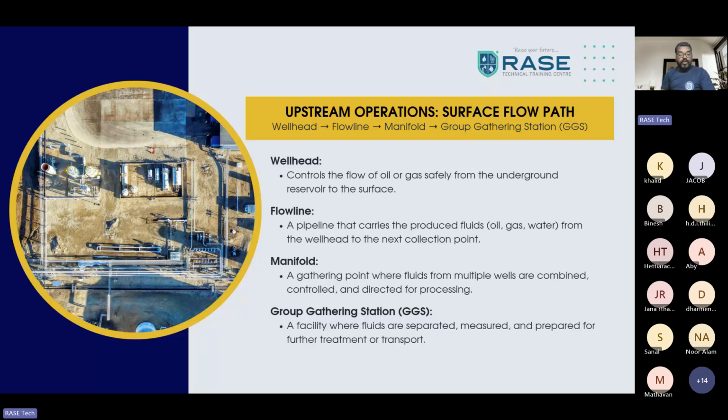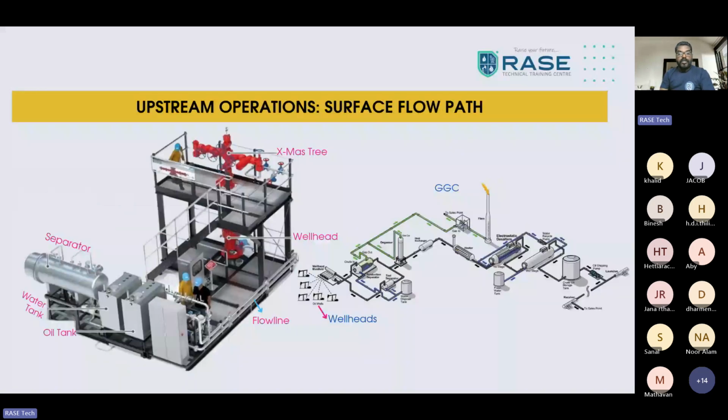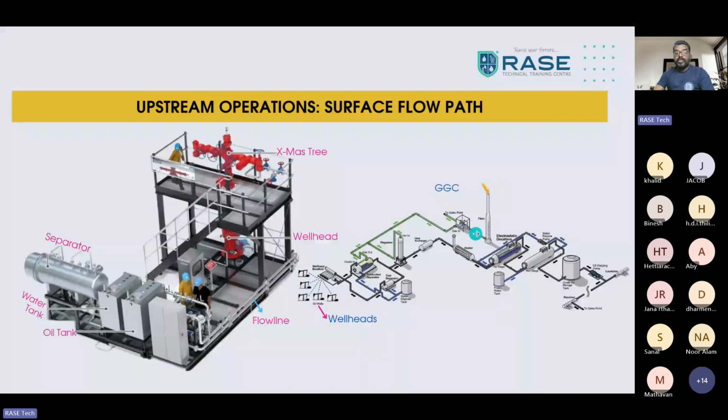So we will come to the next point. You can see the surface flow path: wellhead, then flow line to manifold to group gathering station. Then you can see the overview in the picture, the drawing, of how it is coming. You can see the wellheads. There are many wellheads coming to the gathering station stages here. Many equipment are located there: separators, compressors, storage tanks.